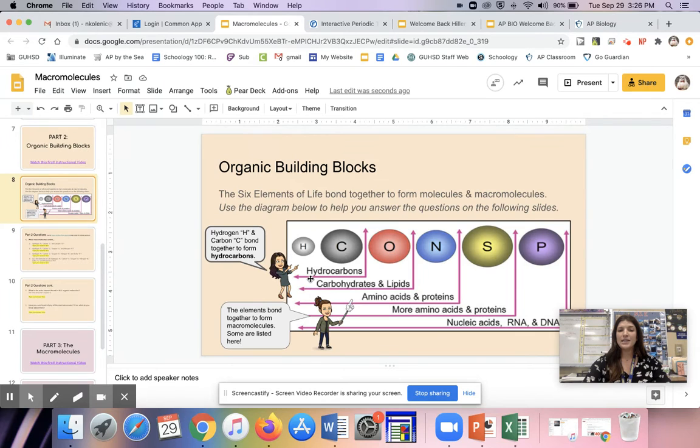The way you read this is you're going to be moving from left to right. Hydrocarbons only contain hydrogen and carbon. We can see that here. Now, if we bond oxygen to carbon and hydrogen, that creates carbohydrates and lipids. As we keep going, if we bond N to O, C, and H, then we get amino acids and proteins. So the more you keep going to the right, the more elements you're adding on.